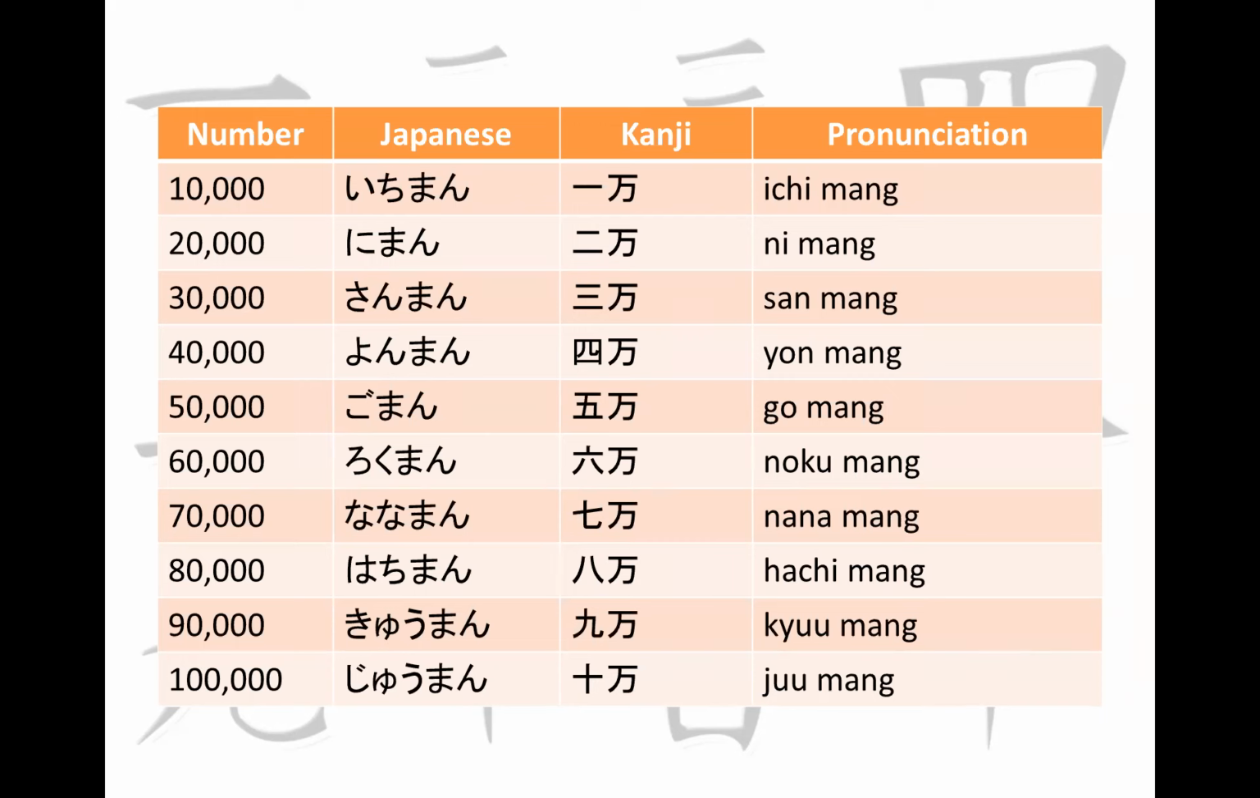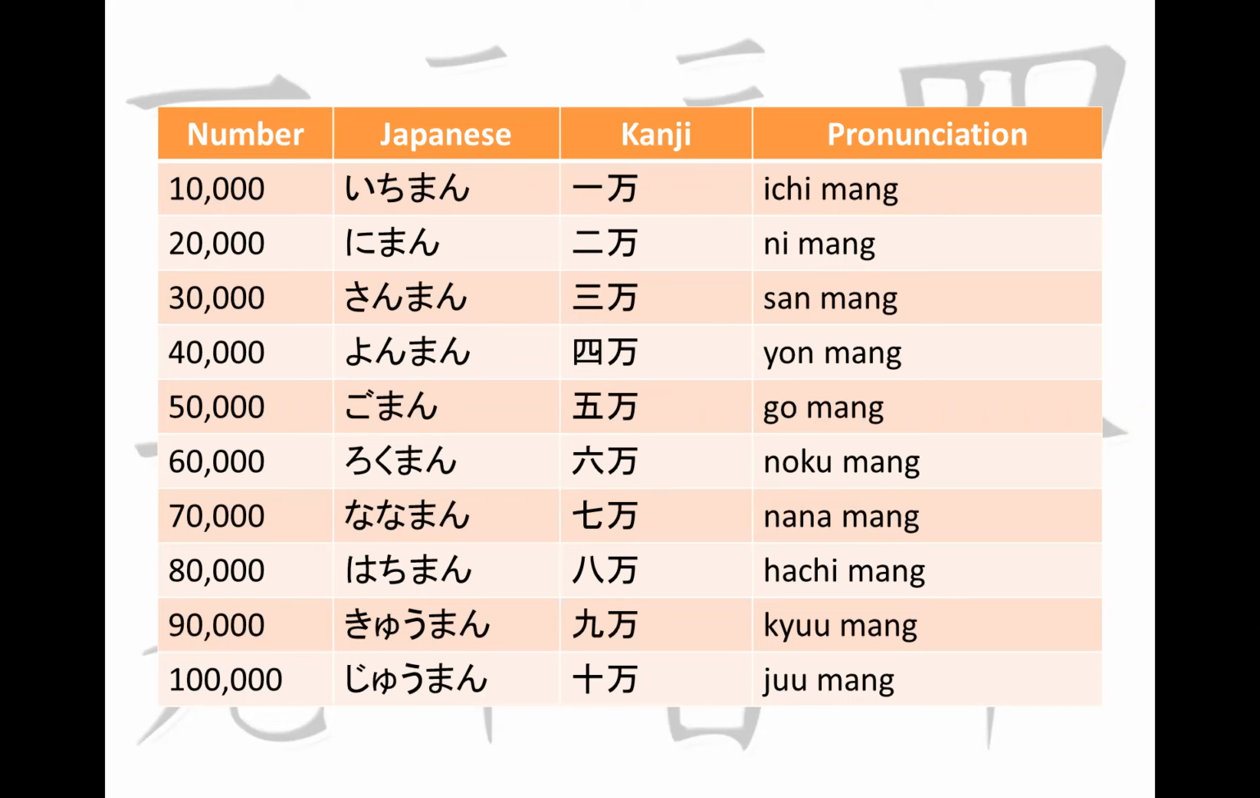90,000, humang. Slowly, per syllable, humang. And then for 100,000, we say jumang. Again, jumang, which literally translates into having 10,000 bills. Okay, so the trick here in mang is just simply thinking of the 10,000 bill that I showed you earlier.